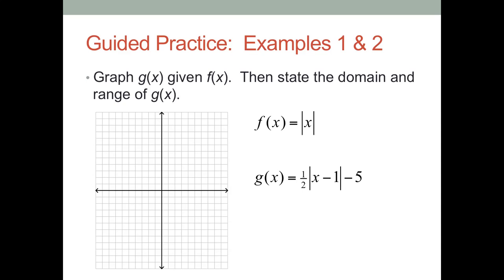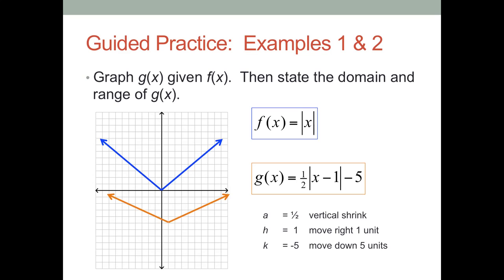All right, so we again see the parent function in the blue. It has a vertex at (0, 0). It has a slope of 1 on the right side and a slope of -1 on the left side to form that V shape that we know absolute values have to have. And then when we take our transformations in the g function, we can identify that a is 1/2, h is +1, and k is -5.